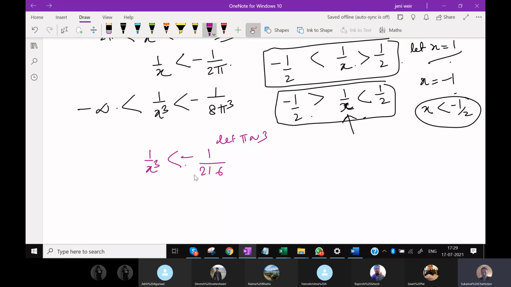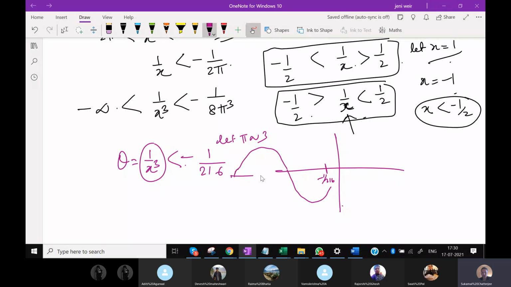216, right? Yes, sir. 1 by 216. That means this is the value of theta, which is less than minus 1 by 216. So this is a very small fraction. That means for all practical purposes, your sine graph from minus 1 by 2 to minus 1 by 216 will be somewhere here. So your sine graph is going to go like this, right? And then it will go like this. It will go like this, right?